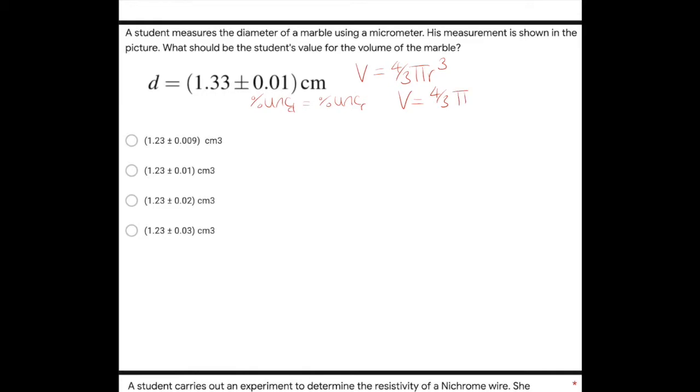So to do that, we have 4/3 pi, and then our radius, so 1.33 times 10 to the minus 2 divided by 2 cubed. All right, that gives us a value for volume of 1.23 times 10 to the minus 6 meters cubed. Although if you actually look at the options for the question, I've defaulted to converting into meters, which is what we should do, but actually the question asks for it in centimeters cubed. So 1.23 times 10 to the minus 6 meters cubed is equal to 1.23 centimeters cubed.